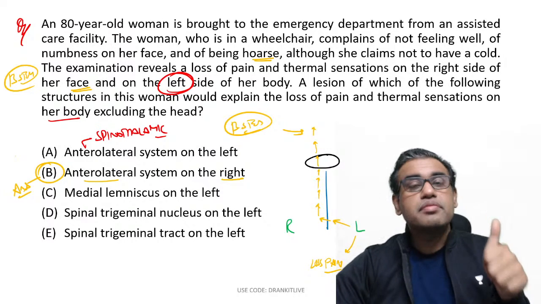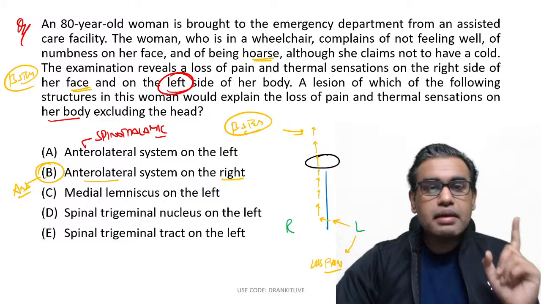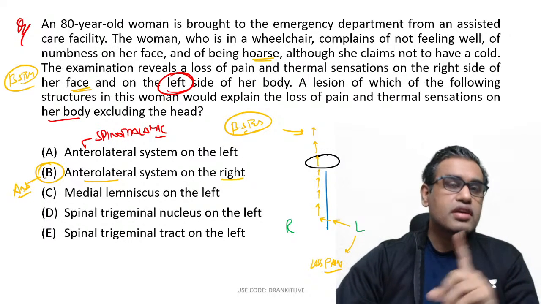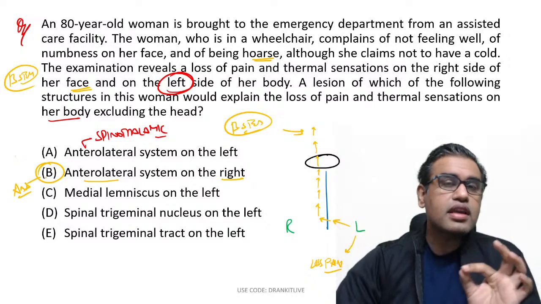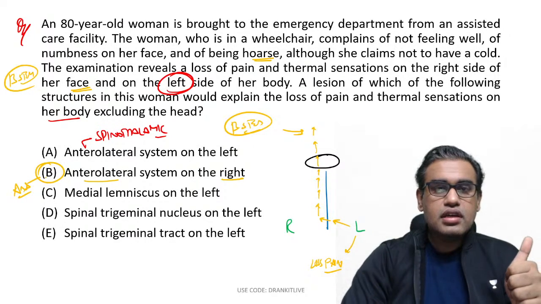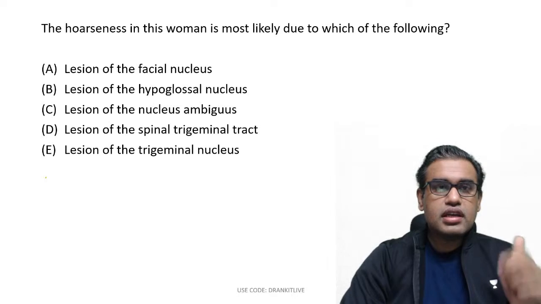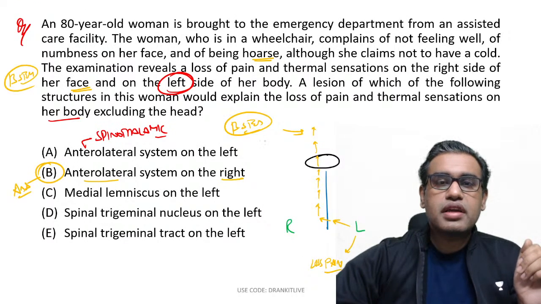Got this point, everyone? Why? First of all, pain and temperature are carried by the spinothalamic or anterolateral tract, fine. Second, we have to identify where the lesion is. Is it in the spinal cord or in the brain stem? It looks like it is in the brain stem. Clear? Now, in the same question, the lesion in the brain stem was on the right side. Understand that.